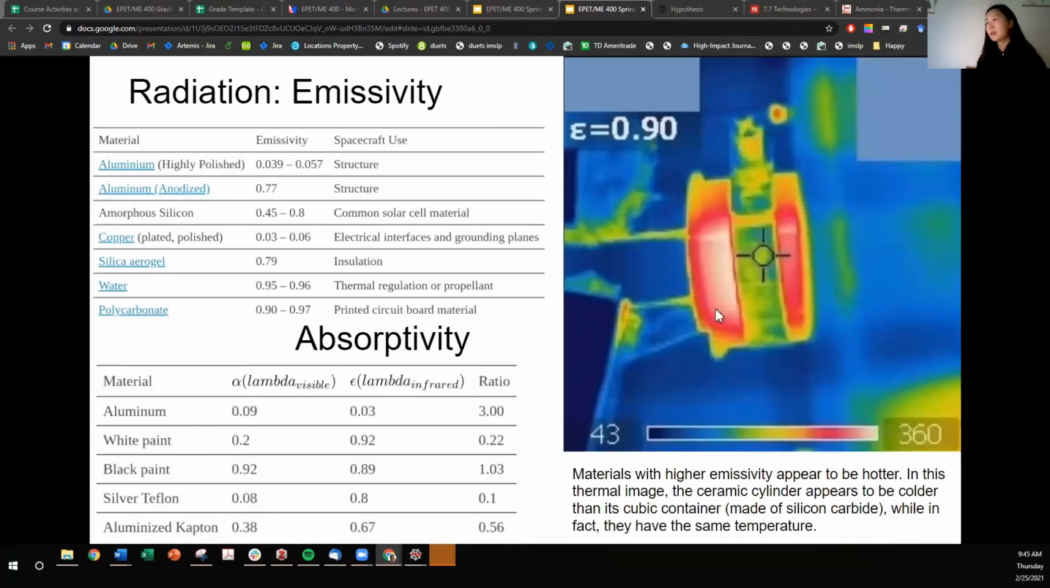Okay, let's break it down. So emissivity and absorptivity, they are different. Emissivity is the transmission, so you're emitting, whereas absorptivity is the reception, you're receiving. Emissivity is a material property that indicates the radiation of heat from a body.